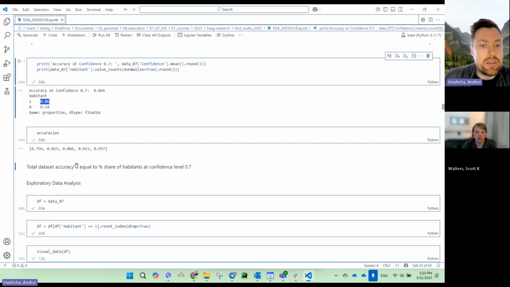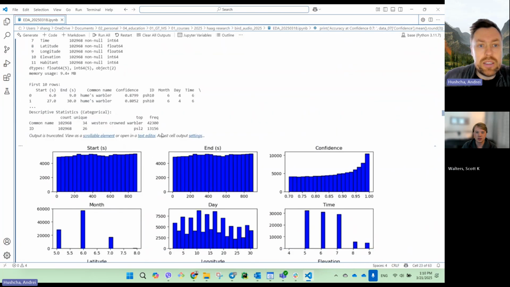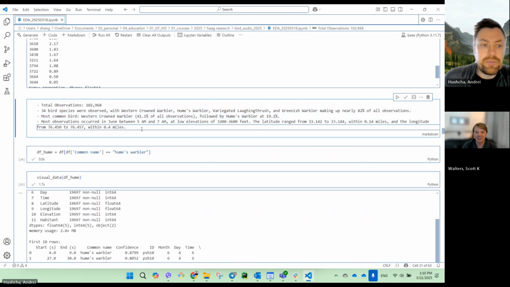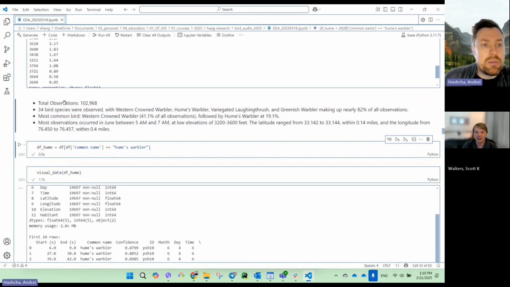So we started to do the analysis. We got a total of a little bit more than 100K observations across 34 birds, where four birds make up almost 80% of all the observations. They are the western crowned warbler, Humes, variegated and greenish warbler. The western crowned warbler is 41%, followed by the Humes at almost 20%.